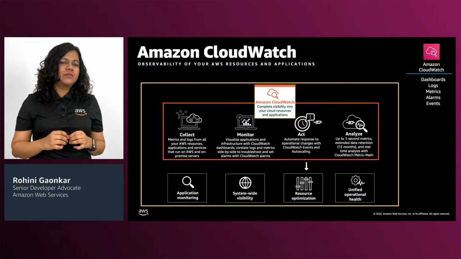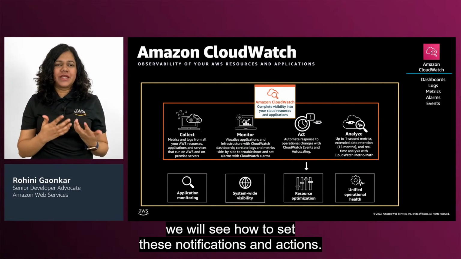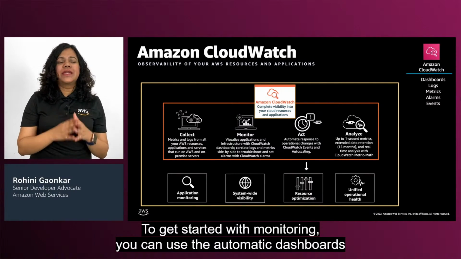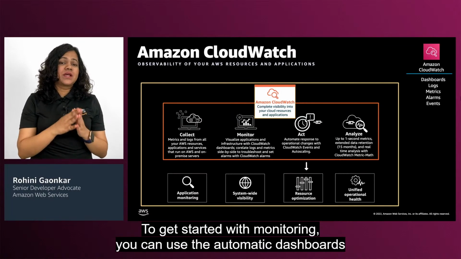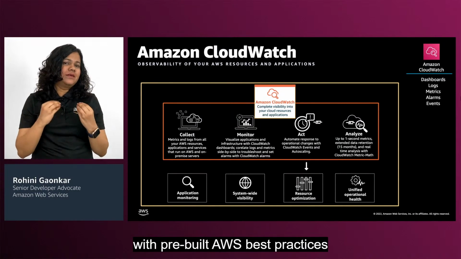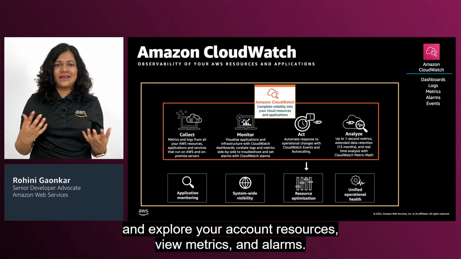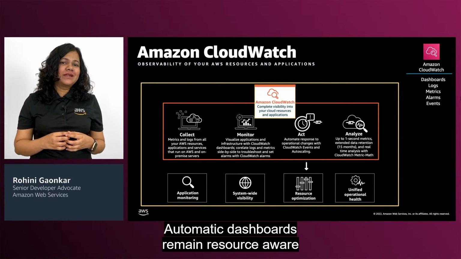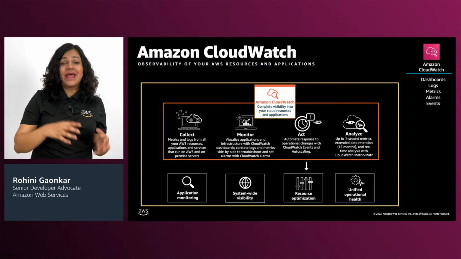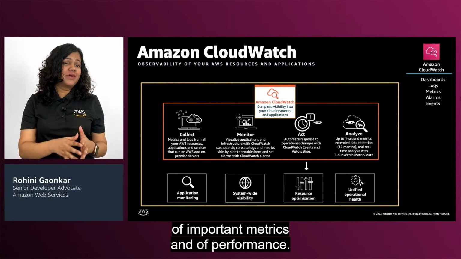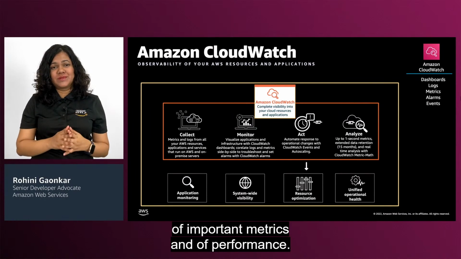Now in the upcoming demo, we will see how to set these notifications and actions. To get started with monitoring, you can use the automatic dashboards with pre-built AWS best practices and explore your account resources, view metrics, and alarms. Automatic dashboards remain resource aware and are dynamically updated to reflect the latest state of important metrics and of performance.